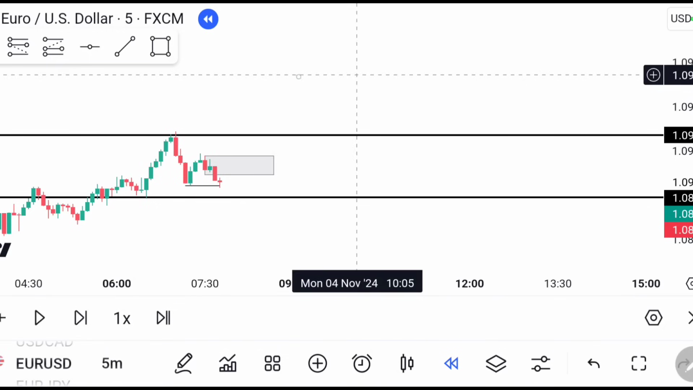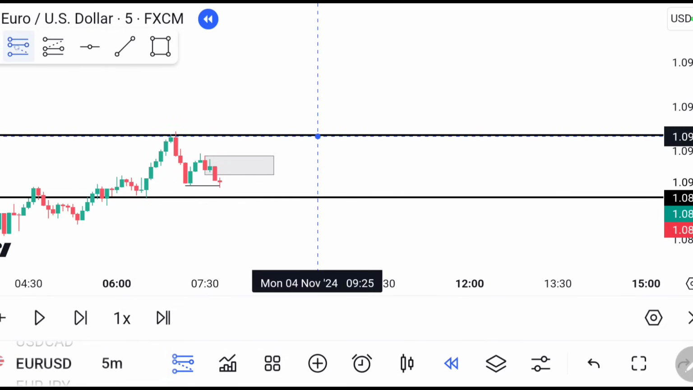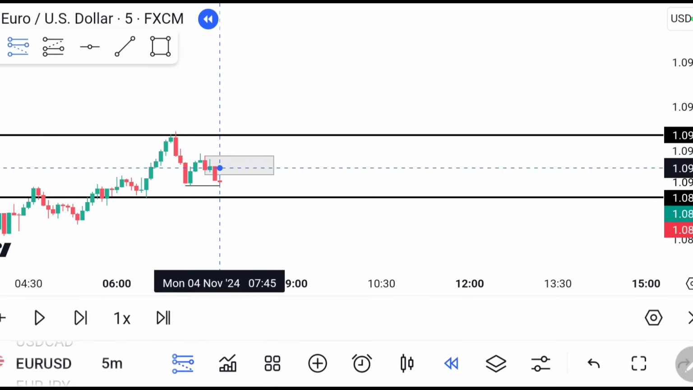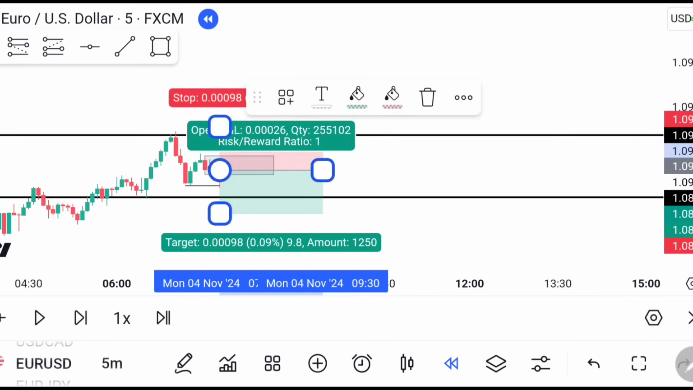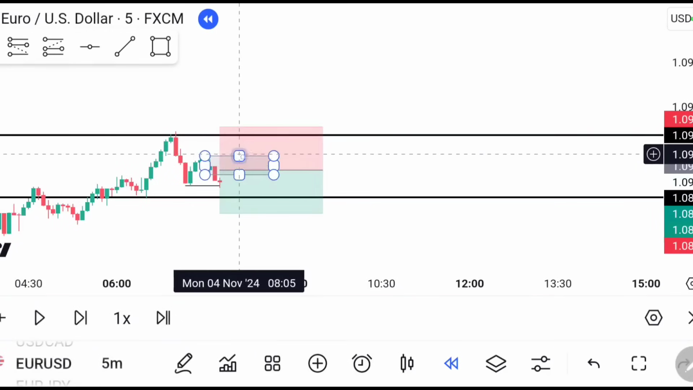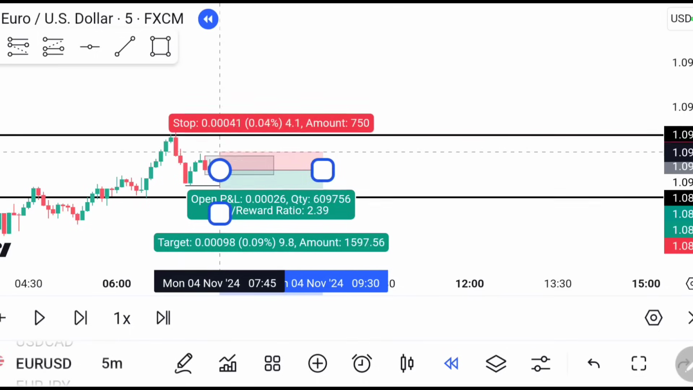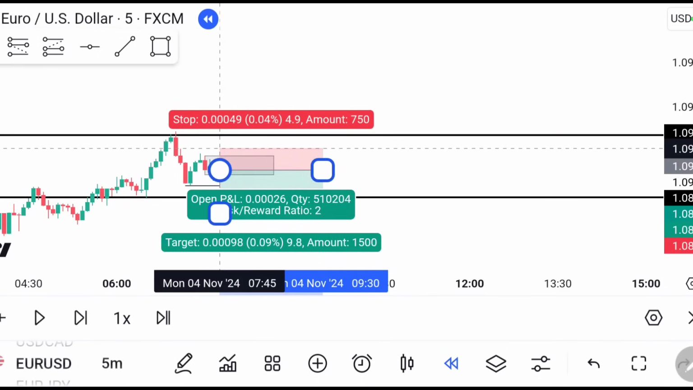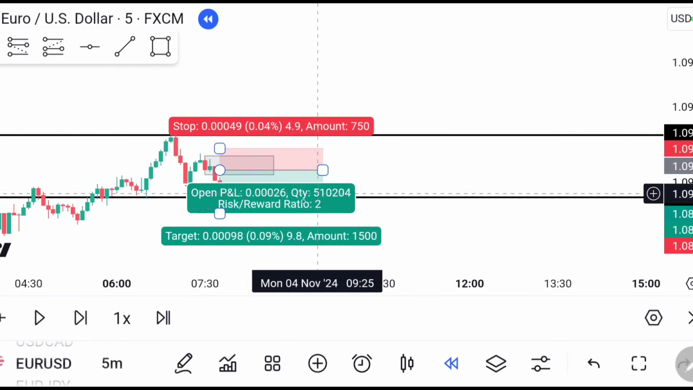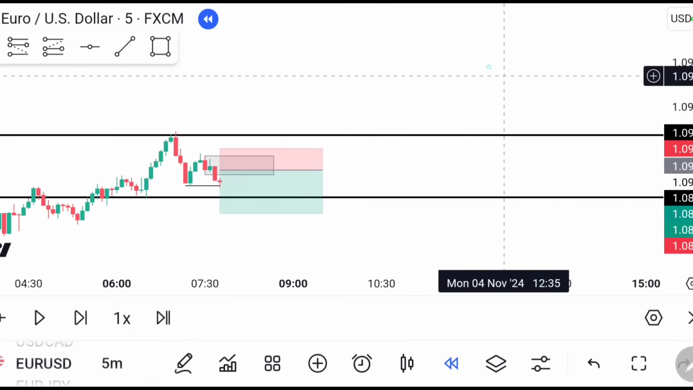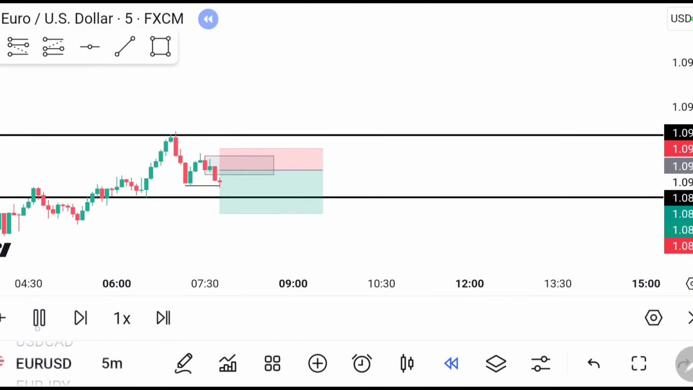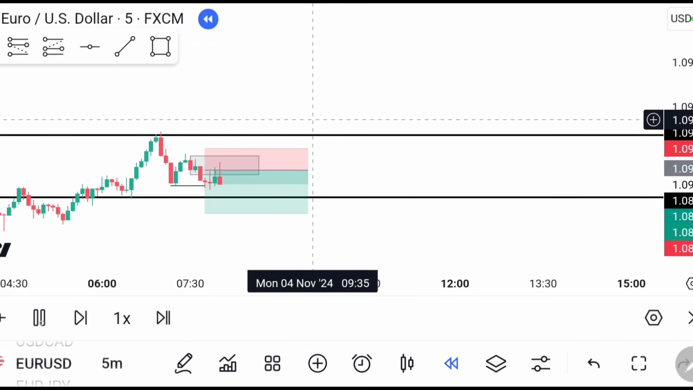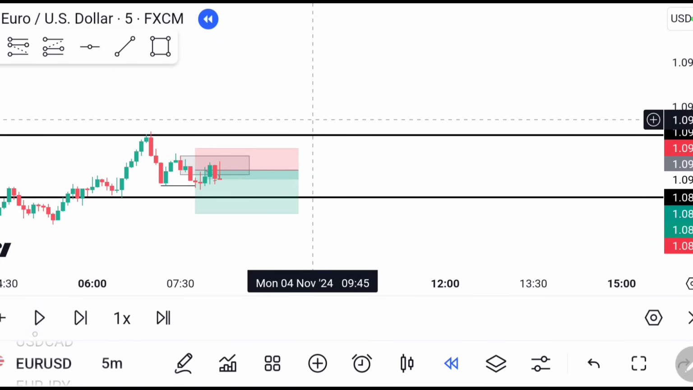So after marking the supply zone, now let us put our take profit and stop loss. Just a few pips above the supply zone for our stop loss. Okay, so let us play to see how it played out. The market has come to mitigate our supply zone right there. So our supply zone has been mitigated, and now let us see.